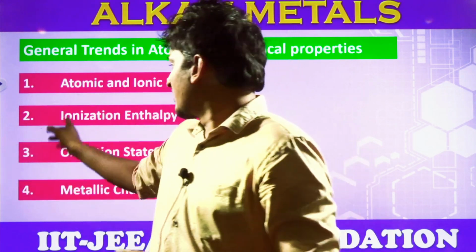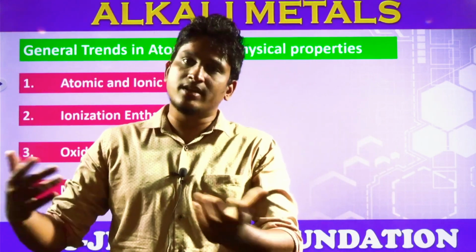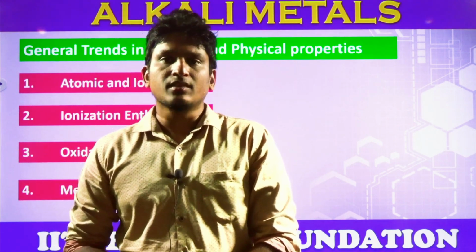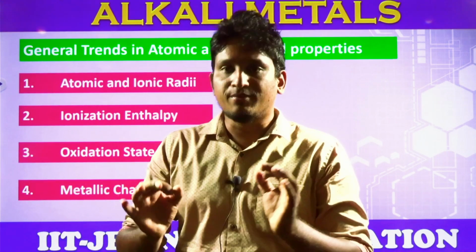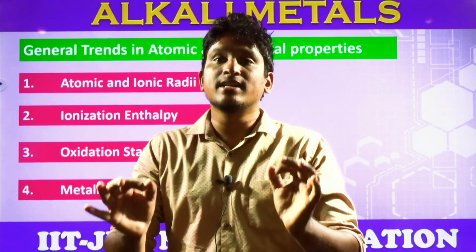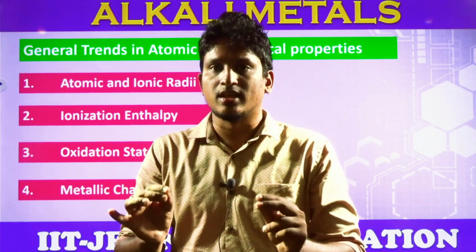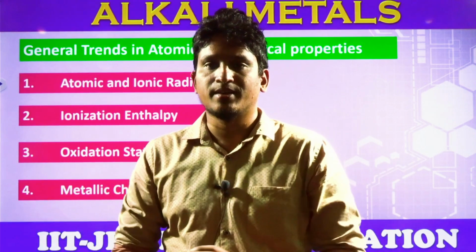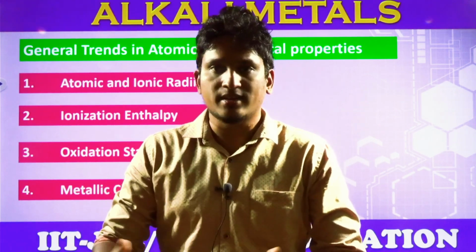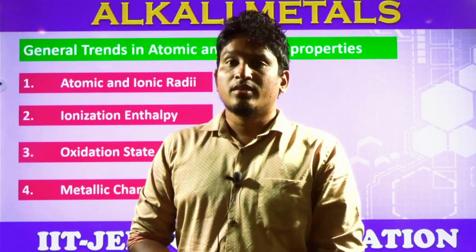Atomic radius. Next, ionization enthalpy. First I will define the ionization enthalpy, then we will discuss the reason and the trends. Ionization enthalpy is the minimum energy required to remove the electron from the valency shell of an isolated gaseous neutral atom. In simple terms, all these are alkali metals, right? They lose electrons. That is the metallic nature. We'll discuss it in the metallic character, the fourth point. So they lose electrons, yes or no?